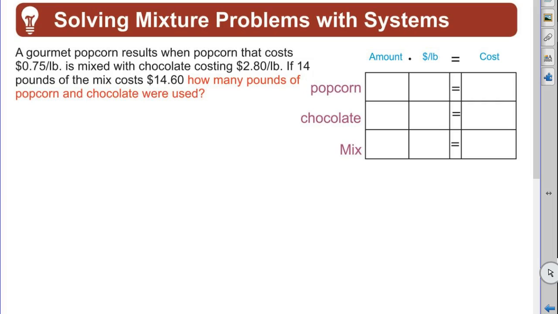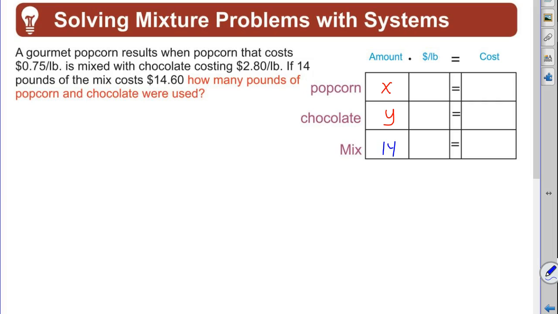Remember, fill in the variable column first. So the question asks how many pounds of popcorn and chocolate were used. Okay, so the amount of popcorn is one variable x, and the amount of chocolate is y. Solving this using a system of equations. Okay, let's look through now and see if we can fill in the rest of the spaces. The amount of the mix, it says if 14 pounds of the mix. Okay, so 14 pounds of the mix, so the amount is 14.